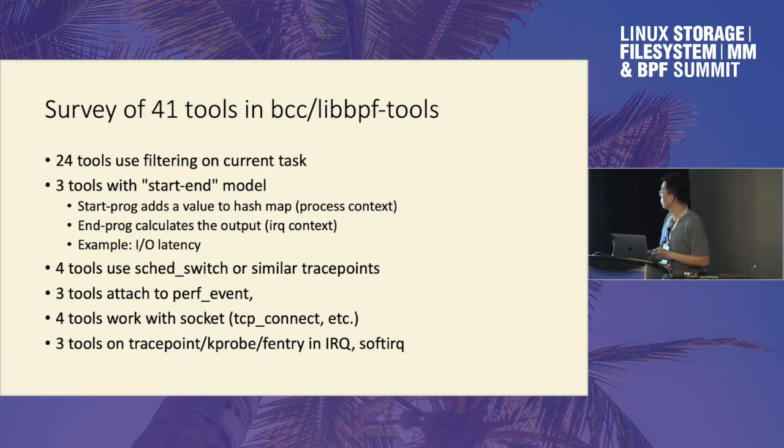And interestingly, there are more tools using context switch than the start-end model. The schedule switch is a really useful task, and it's probably worth some special attention to make it work. And there are three tools that use perf event, and I didn't pay much attention. I assume if you only do perf event for your own task, it's 90% working. And there are four tools attached to the socket, with TCP connect or something. And the last three tools are really in the IRQ, soft IRQ context. And that's probably the trickiest we need to handle.